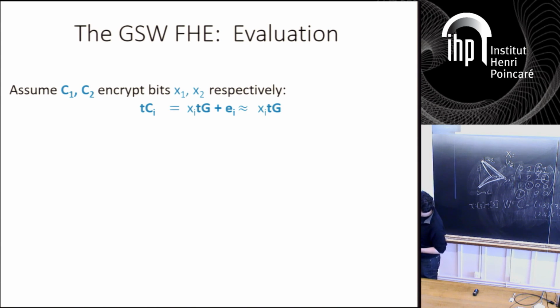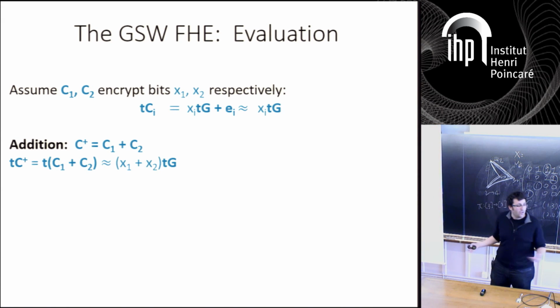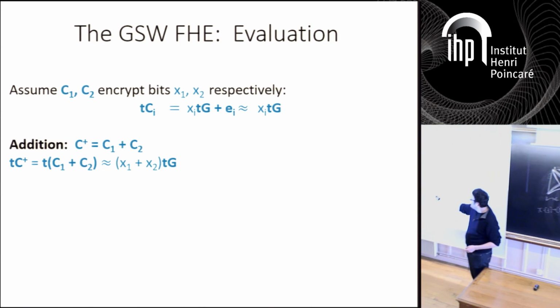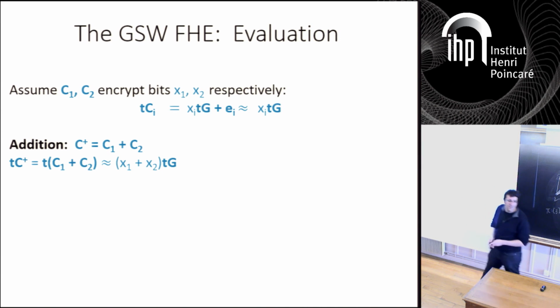So we know that the ciphertext satisfies this property. To compute an addition, you can just add the ciphertexts. And you see that the right thing happens. So if you try to decrypt this new ciphertext C+, you just get, well, the sum of the 2 bits, x1 plus x2, times TG. So this invariant holds.